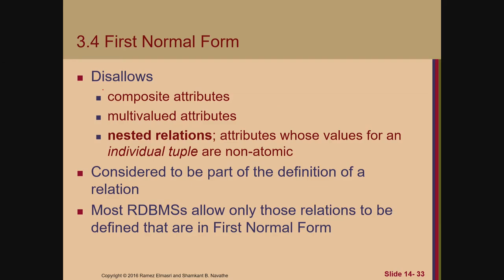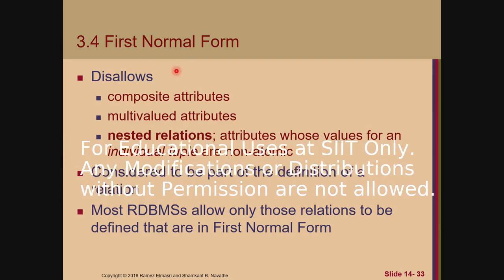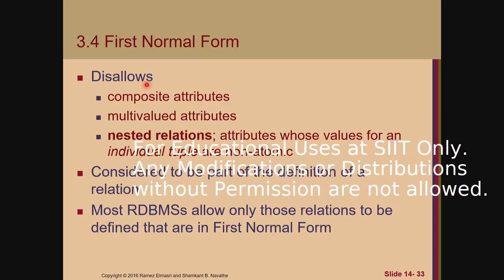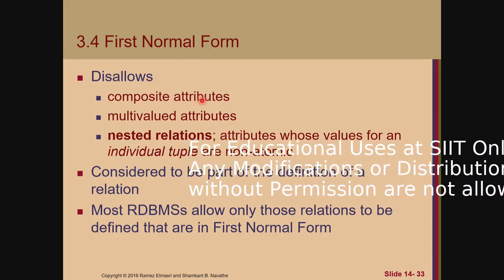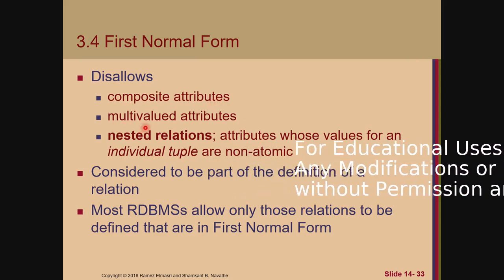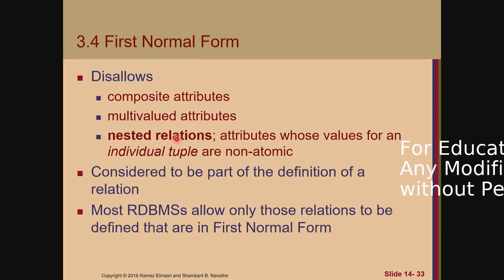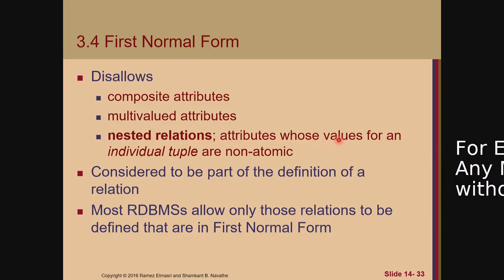Okay, the first normal form. Let's see the first normal form, the basic one. In the first normal form, this allows composite attributes. We do not allow multi-value attributes. We also do not allow nested relations: attributes whose values for an individual tuple are non-atomic.